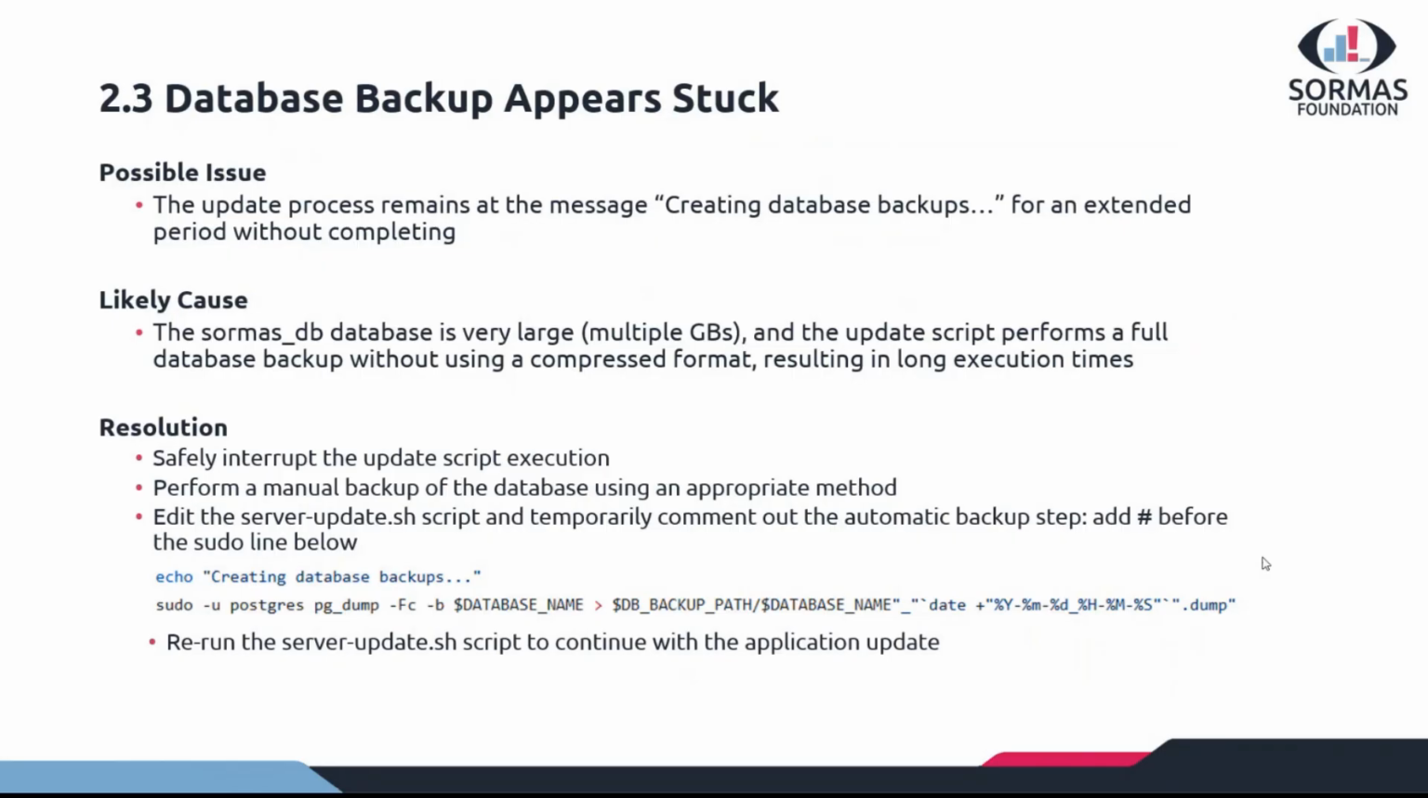To comment in bash scripts, you use a hash sign. So you put a hash sign before the sudo in that second line. You save it, and then you rerun the script. This time you will see the statement creating database backups, but it will just jump to the next step. It will skip doing the backup, because now you have a safe backup of the database. You have achieved the same thing the script was trying to do.